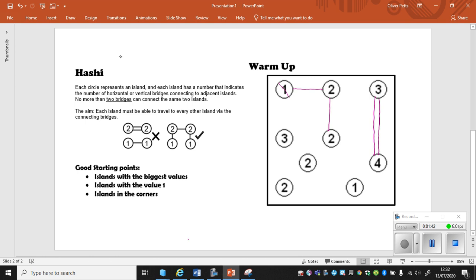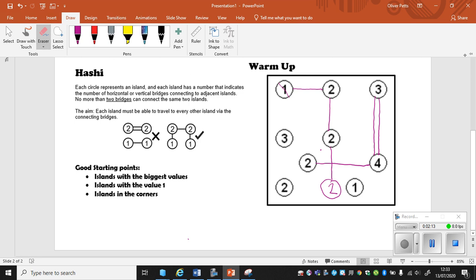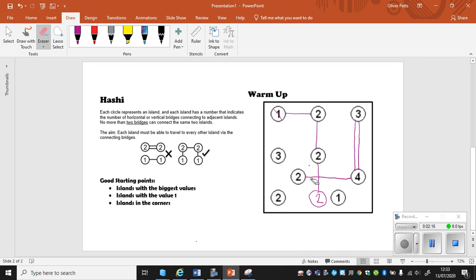Something else you can't do, you can't have bridges that overlap other bridges. We don't really have a situation that I could show you here, but let's say I had an island in the spot here. I had a 2 in it. Let's say I had a bridge connecting this island to this island. I wouldn't then be able to have a bridge connecting this island and this island because I've got 2 overlapping bridges. That is not allowed. So I would have to get rid of my last bridge that I drew there.